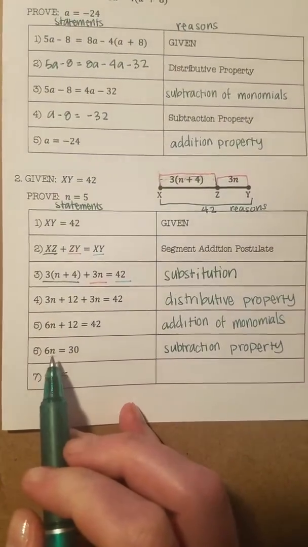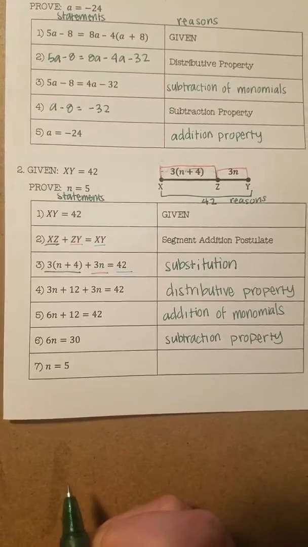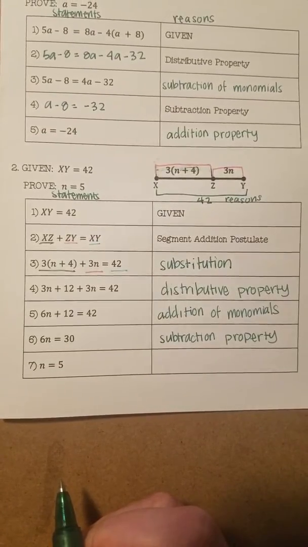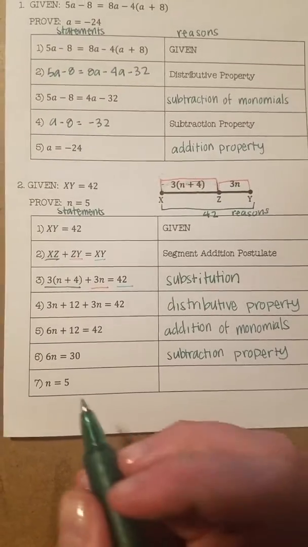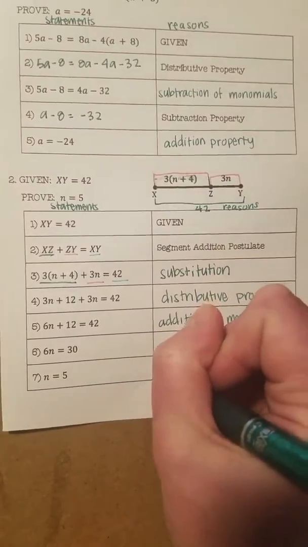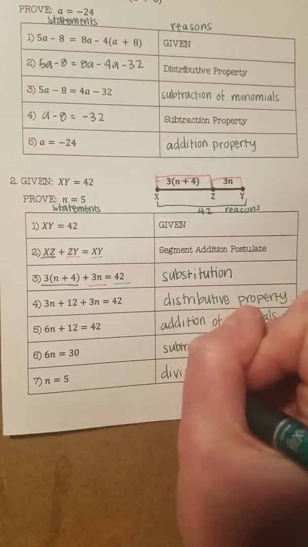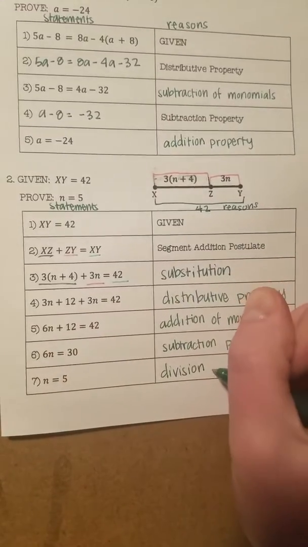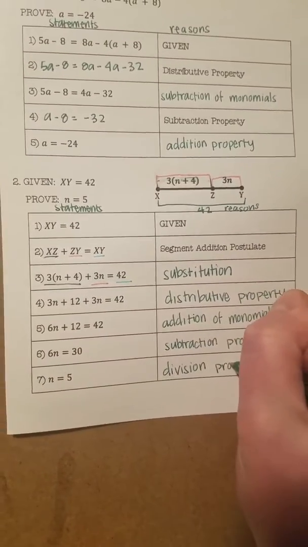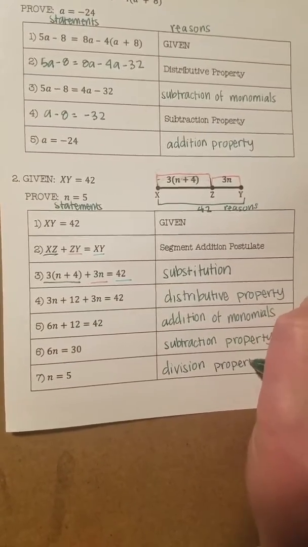Now, how do we get n alone? We divide both sides by 6. We use the division property of equality, and we get to the point where we can see that n equals 5.